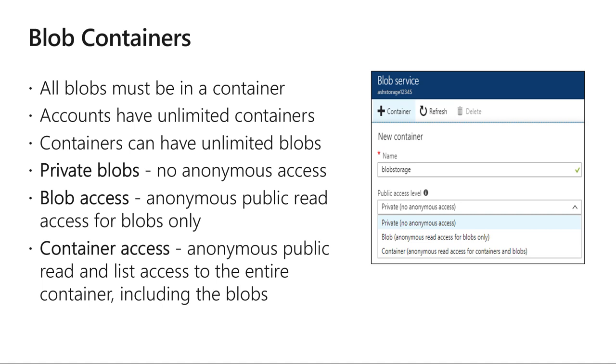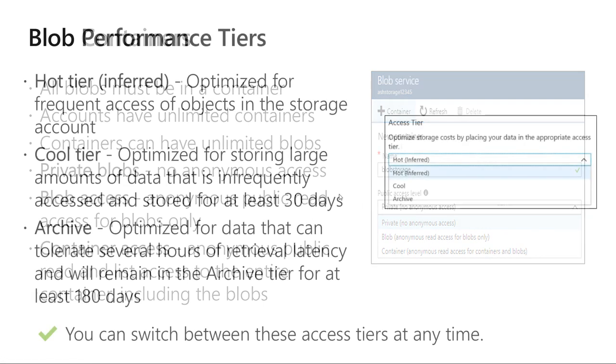It specifies whether data in the container may be accessed publicly. By default, the container data is private to the account owner. Use private to ensure no anonymous access to the container and blobs. Use blob to allow anonymous public read access for blobs only. And use container to allow anonymous public read and list access to the entire container, including blobs. You can treat this as the three levels of sharing in SharePoint as well. Okay, let's go to the next one.